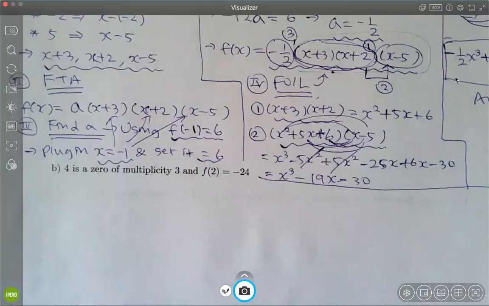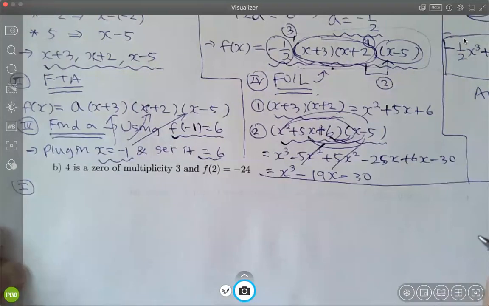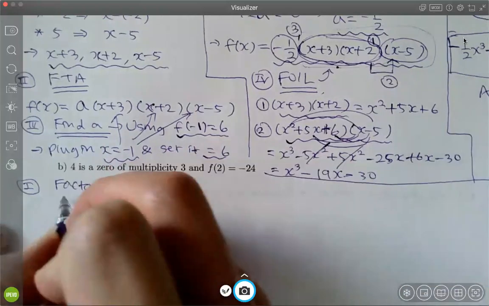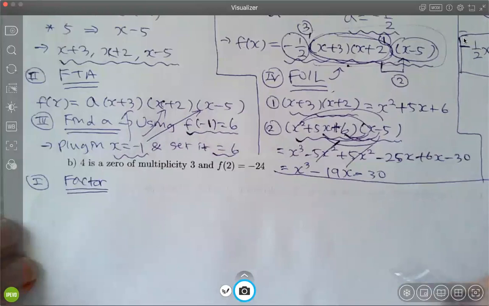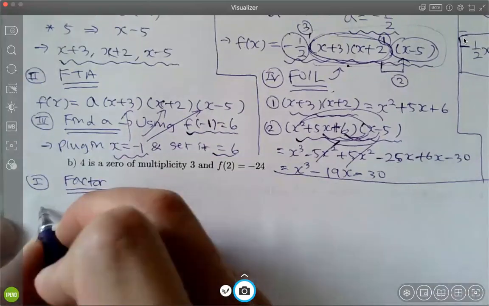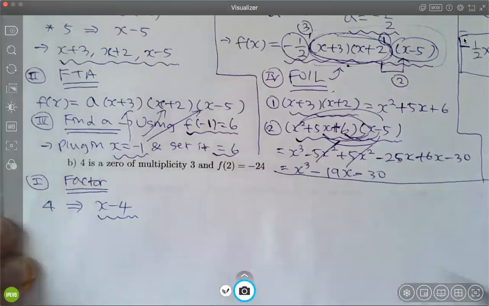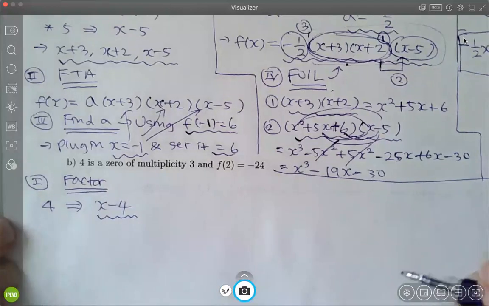Okay, so now here, first what do we do? What we do is, we'll do the same thing, find the factor. Now here, 4 is a 0, right? So what does that mean? It's x minus 4, right? And now, are there any other factors? No, because there was only one 0, right? So there's only one factor.